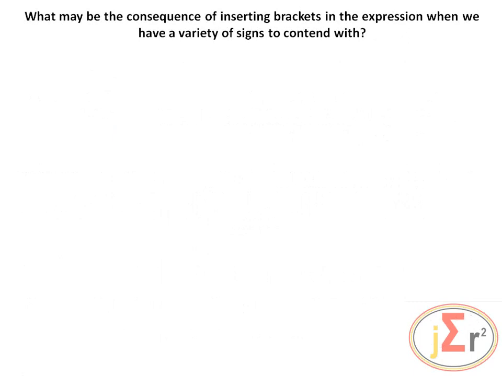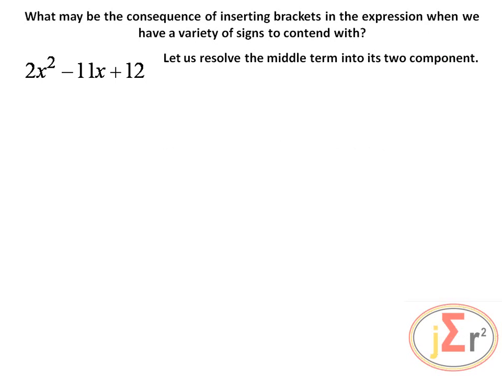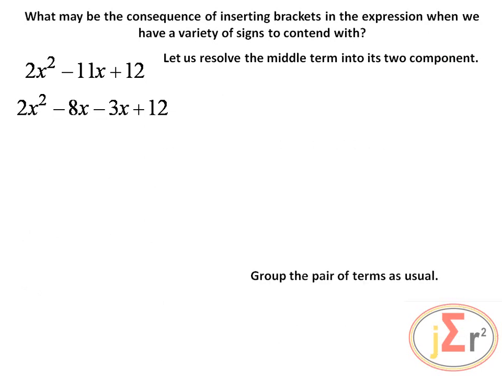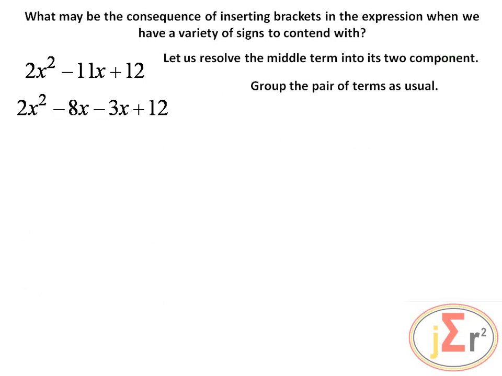What may be the consequence of inserting brackets in the expression when we have a variety of signs to contend with? So when we resolve the middle term into its two components, we have a variety of signs, some positives, some negatives. Group the pair of terms as usual. Group them.